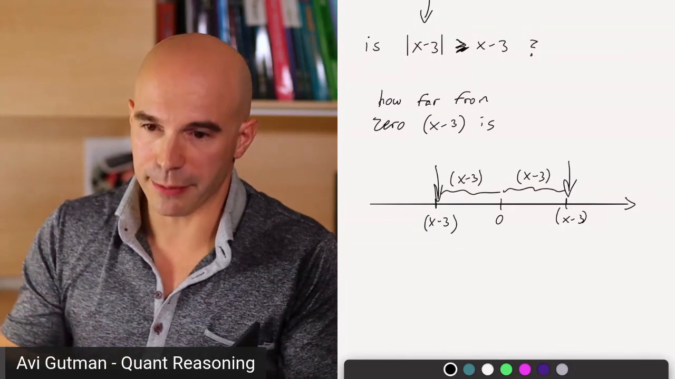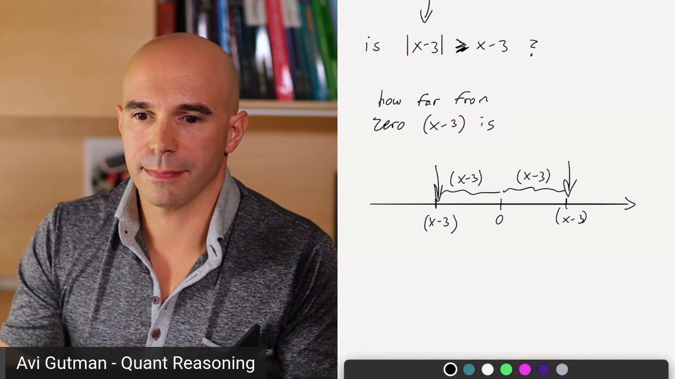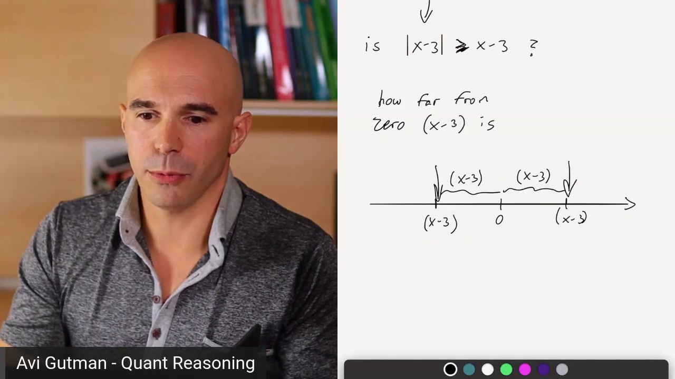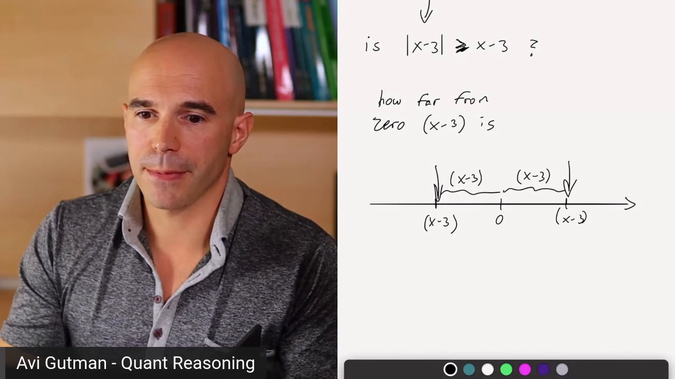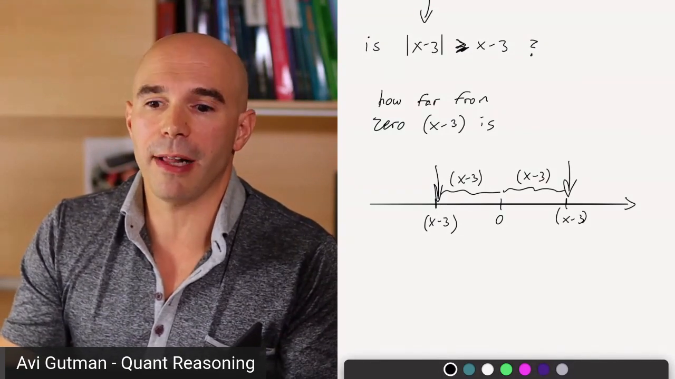And what about this one? What if that one is x minus 3? Is the distance of x minus 3 from 0 at least as big as the value of x minus 3?